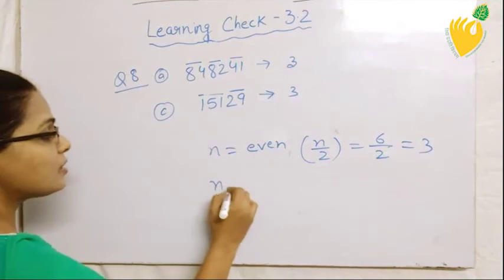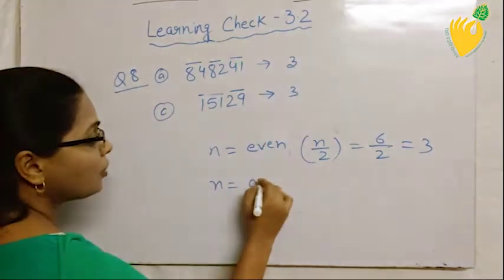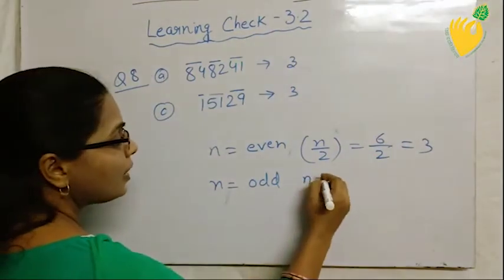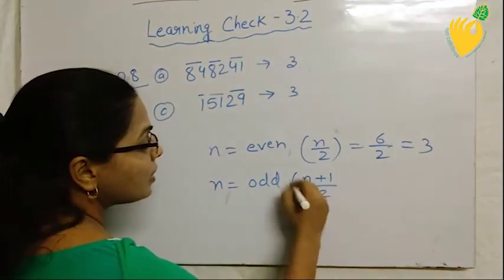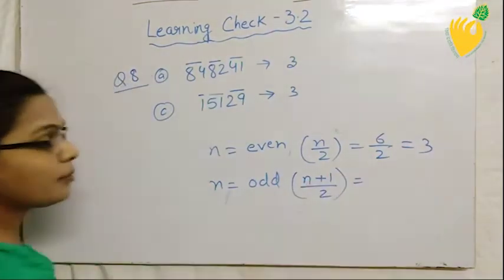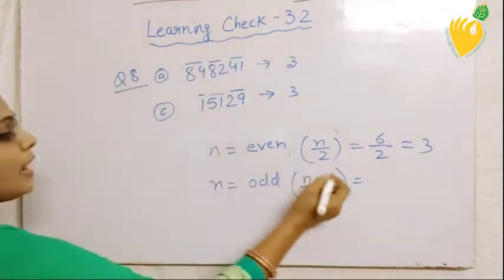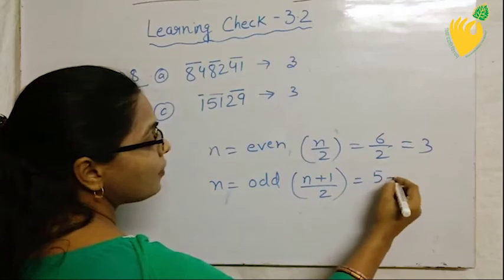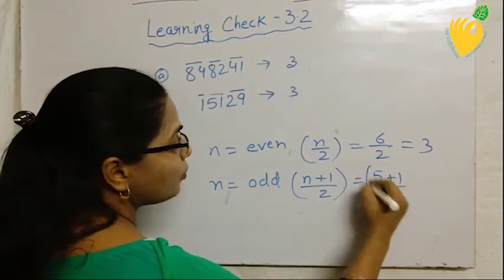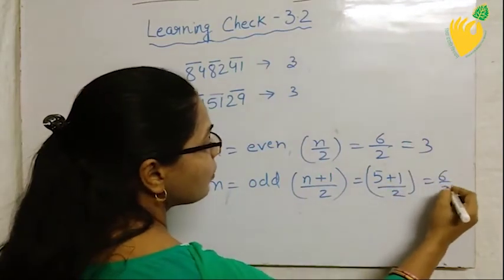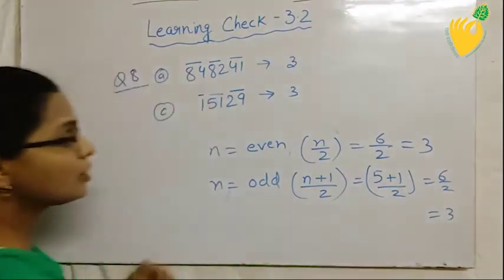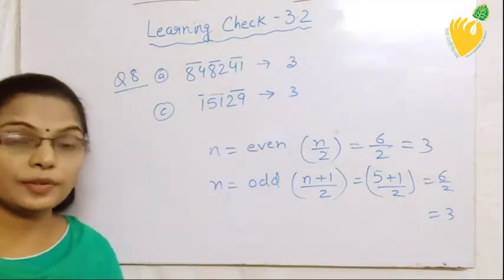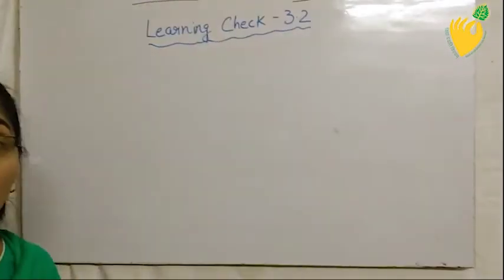And similarly, if n is odd, then to find the number of digits in the square root of any number, you will simply add 1. Here n is 5. 5 plus 1 upon 2 equals 6 upon 2 equals 3. So the number of digits in the square root of this will again be 3.